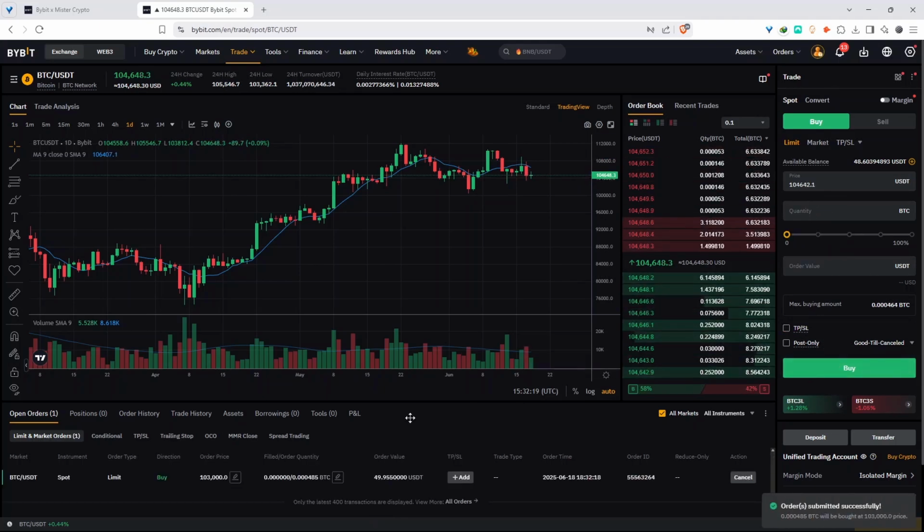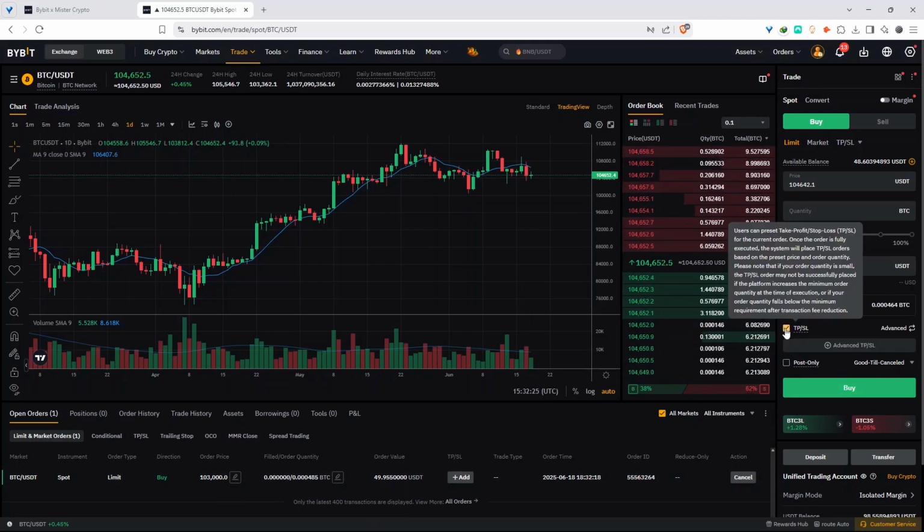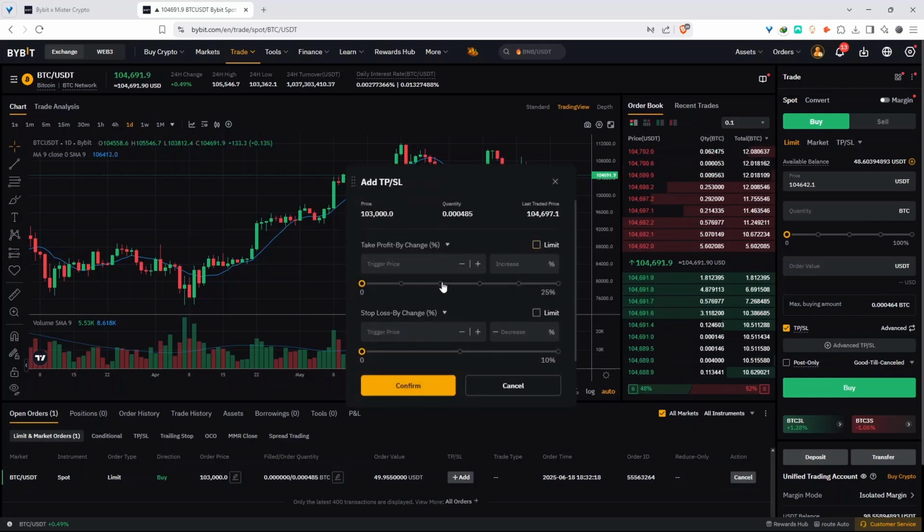Now, the exchange will place a limit order in the order book that will be executed when price gets where you indicated. And you can also use a TPSL order to help take profit when your position gets to a certain point, or stop loss when the asset's price is going down too much.